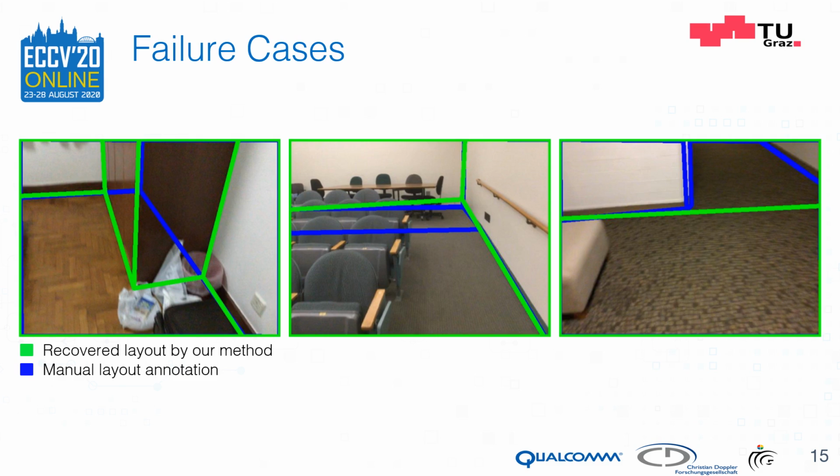Our estimates are shown in green and the manual annotations are shown in blue. The first two failures are due to noisy outputs from Mask R-CNN and DeepLab v3+ that lead to both false positive and false negative layout planes. The third example shows a view where our render and compare refinement fails due to large noise in depth.